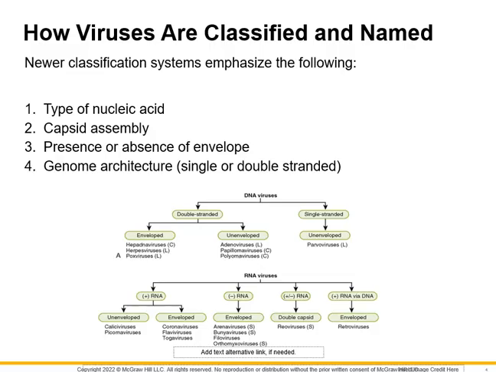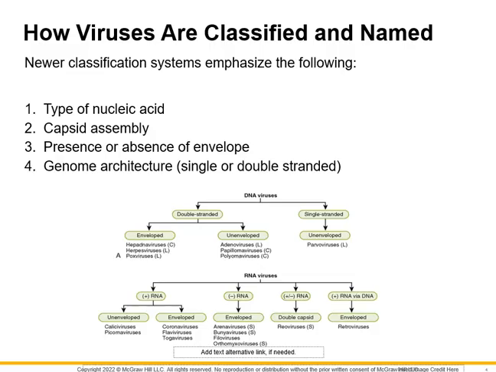So now the viruses tend to be grouped according to the type of nucleic acid that they have. Nucleic acids, once again, are your DNA or your RNA molecules that store the genetic information. They can also be classified by what's called the capsid assembly, and we'll talk about the capsid in just a moment, but this is a protein coat, and it can have a specific structural arrangement to it. They can be classified according to the presence or the absence of the envelope.